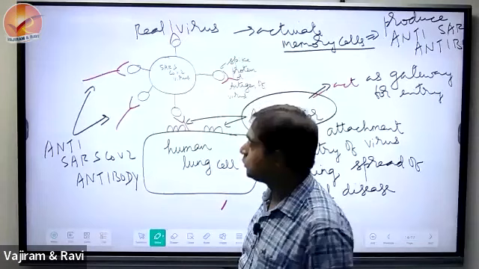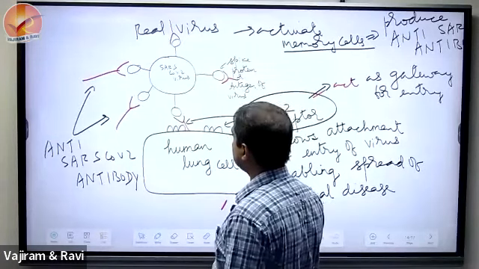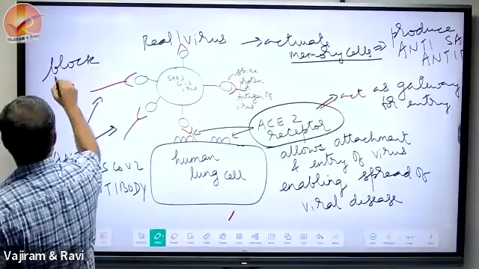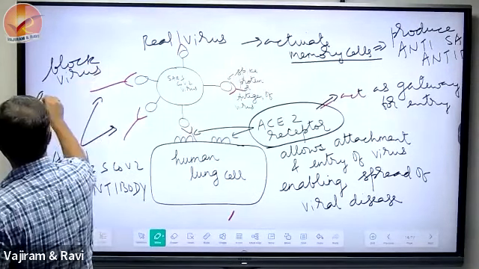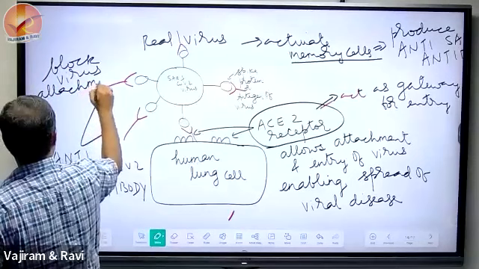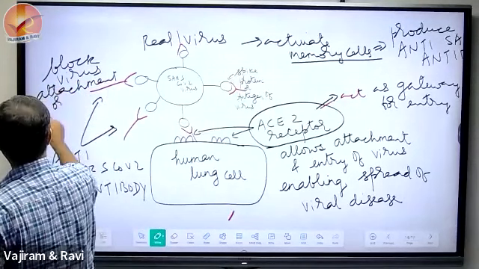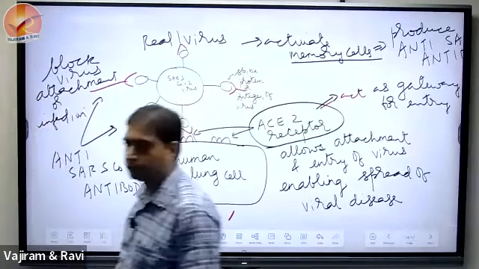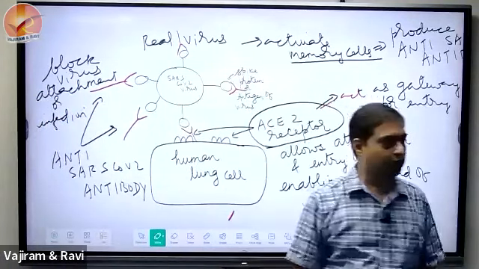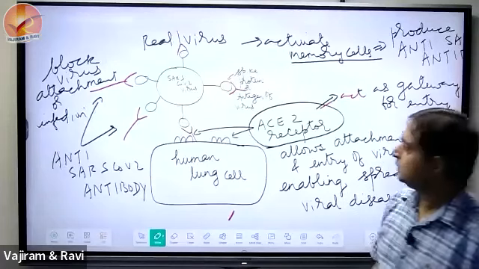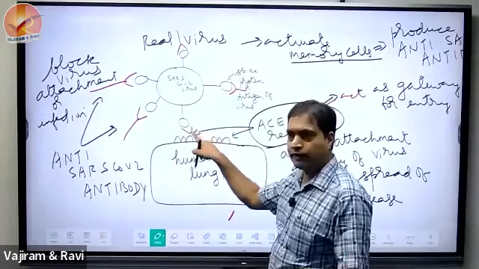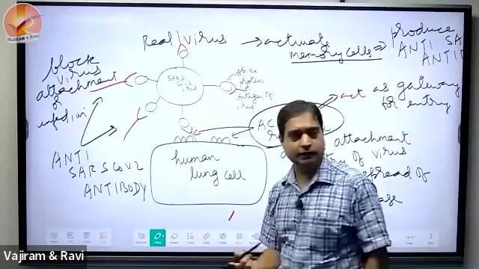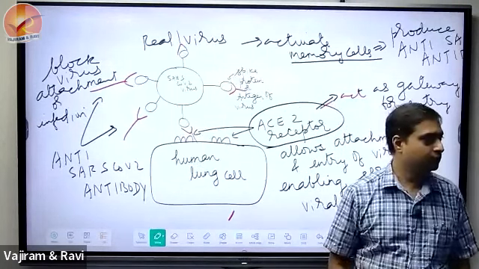These anti-SARS-CoV-2 antibodies will block the virus attachment or infection. So these antibodies are blocking the spike protein. Is it clear? They will not allow the spike protein to interact with what? ACE2 receptor in the vaccinated body.